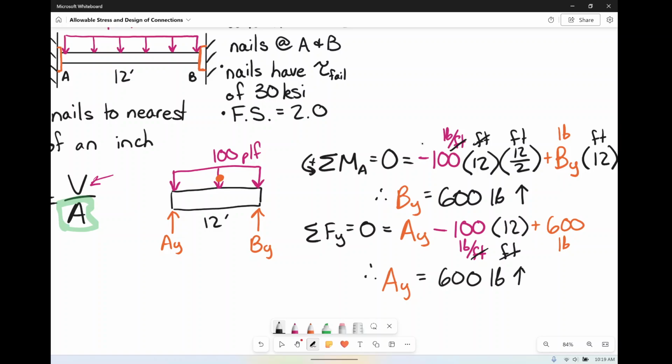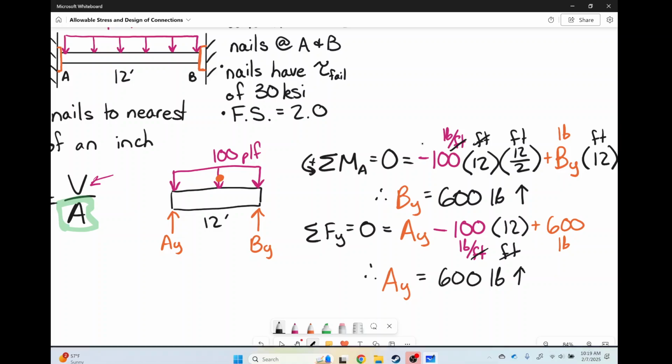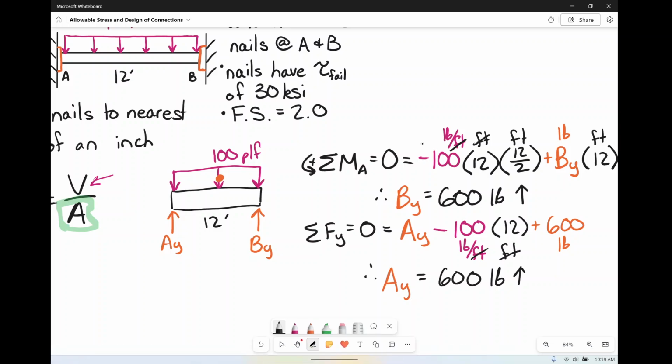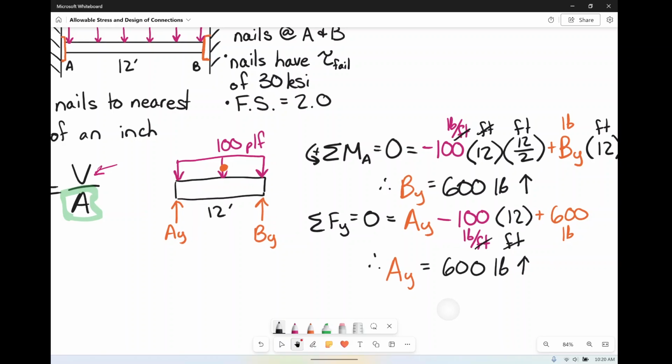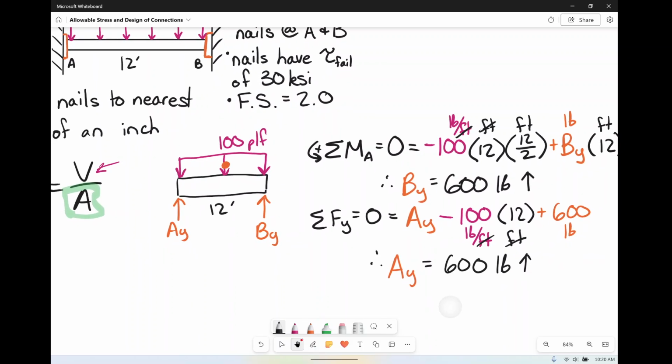So did that whole symmetry thing work? Yes, it did. But when in doubt, don't just do symmetry. Please actually use the equations of equilibrium. So cool trick, but don't use it too often unless you really know what's going on. So now that we found it, we do actually have our shear force, right?